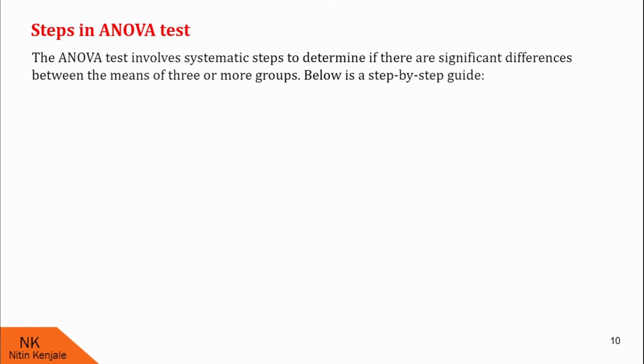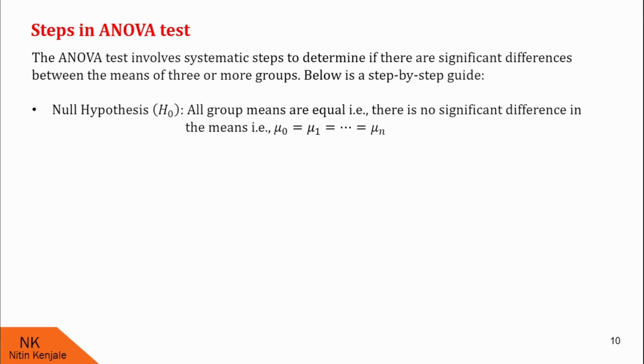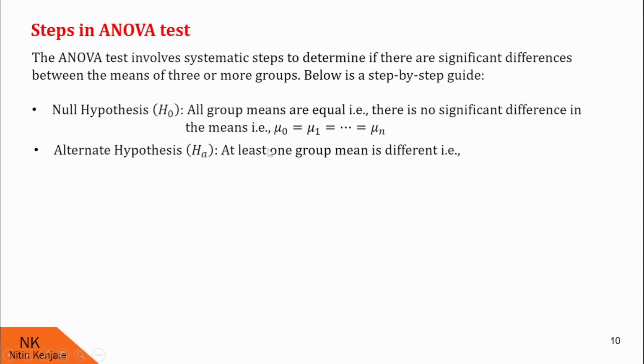Now let us see the steps involved in ANOVA test. The ANOVA test involves systematic steps to determine if there are significant differences between the means of 3 or more groups. Below is the step-by-step guide. In the first step, we note down the null hypothesis, that is H0. Here we consider that there is no significant difference between the means of samples. So we write: all group means are equal, that is, there is no significant difference in the means. Then we define HA, the alternate hypothesis, which is the opposite of H0. Here it will be: at least one group mean is different, or there is a significant difference between the means of samples.